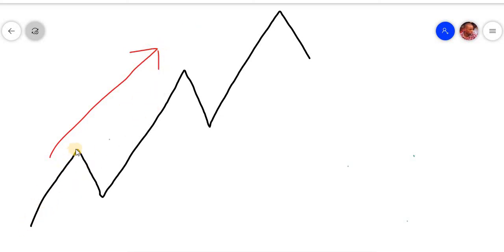The move in the direction of the trend is the push phase, or the run, or the impulsive move, while the move opposite to the direction of the trend is the corrective move, or the retracement move. So we can refer to this as impulse, correction, impulse, correction, impulse, correction.